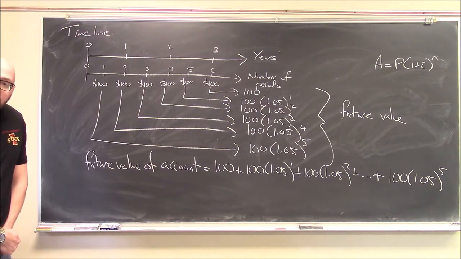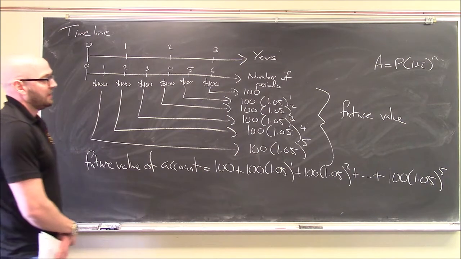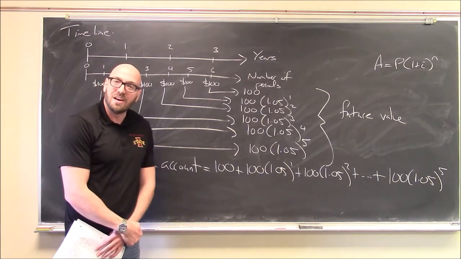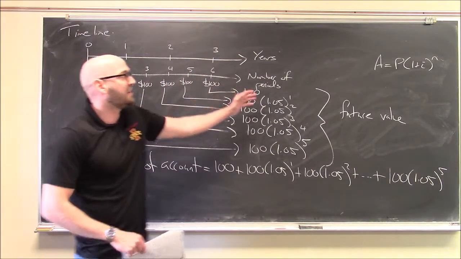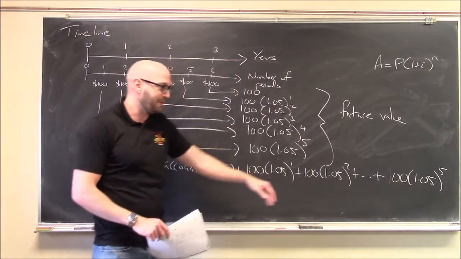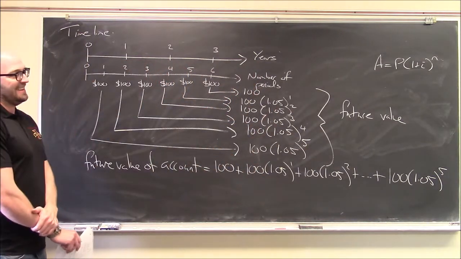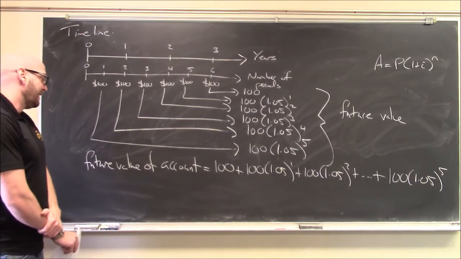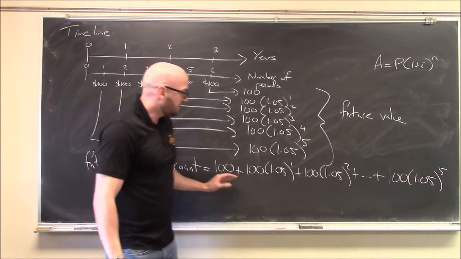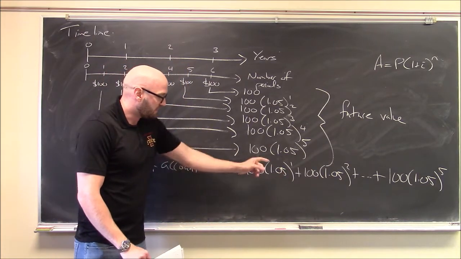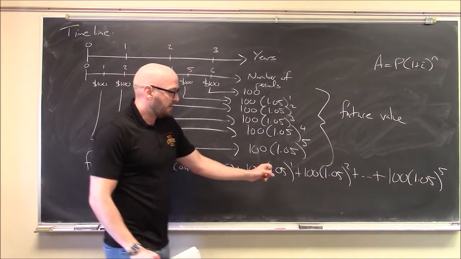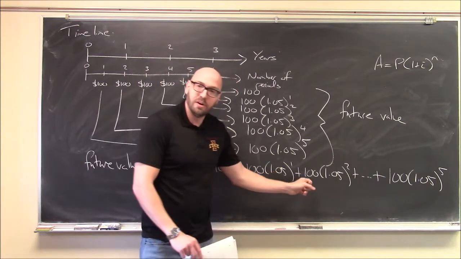So you could plug this into a calculator, you could work this out, but of course this is a little bit tedious, and if we had many more periods, suppose we had hundreds of compounding periods, it would be really tedious. So what's happening here is mathematically, this is called a finite geometric series, where every single term in the sum is just 100 times this 1.05 expression.